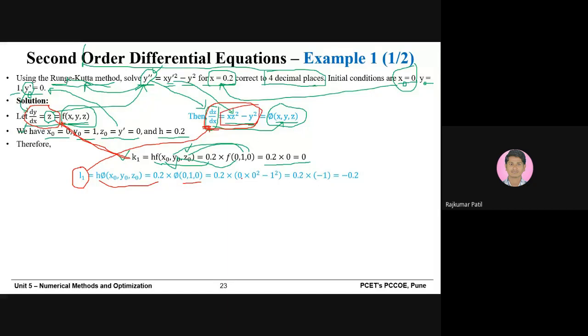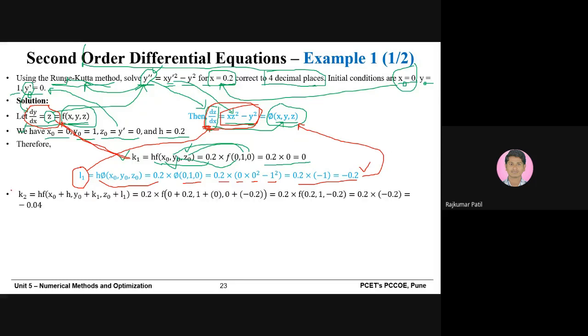So 0.2 into x is 0, z is 0 raised to 2 minus y square, y is 1, so 1 square, and simplify, you will get L1 as minus 0.2. So this is how we calculate the first value of L, that is L1, by using this formula for our second simultaneous equation, that is dz by dx is equal to xz square minus y square.